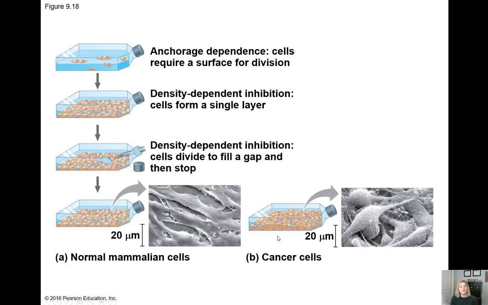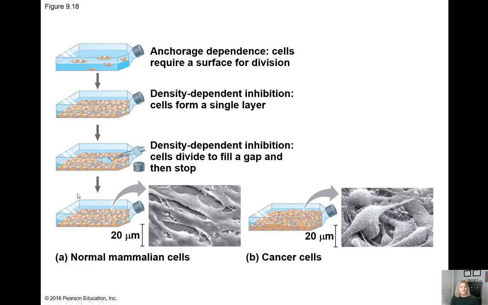Cancer cells, they will continue dividing even if there's no room. Okay, so you can see here there's no room, and the cells are dividing and dividing, and they're lumping on top of each other, and they're not attached to a substratum. So this is indicating that they are still dividing despite the density-dependent inhibition factor and the anchorage dependence.